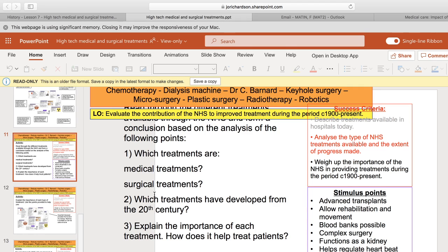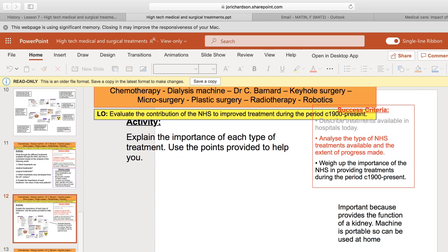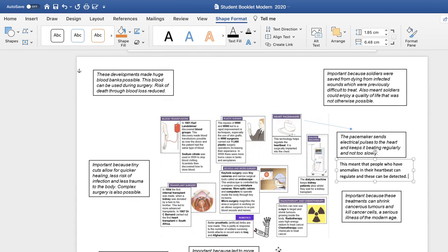So to understand that, we have to know what the difference is. A surgical treatment, and it's a lot easier once you look at your examples here, would obviously be something that is directly helping in surgery, something that requires surgery as a treatment, whereas a medical treatment might not necessarily require that surgery. So you need to go around and label near these little boxes here which one is which.